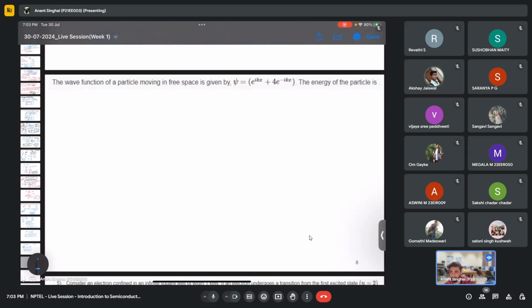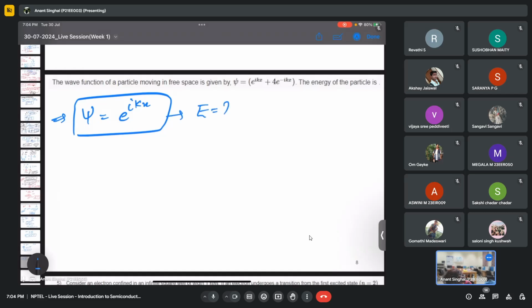So please someone tell if the question is exactly the same as given in the assignment. Yes, sir. Okay, it is exactly same. So let's say we have a wave function. Maybe I can take one part of it. Then you need to find the energy of the particle. So this is the question.